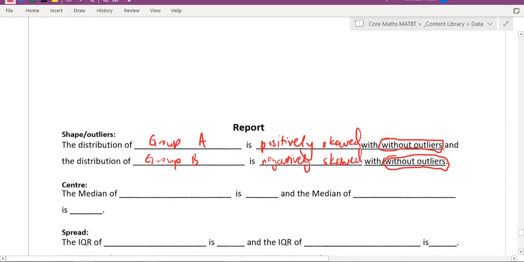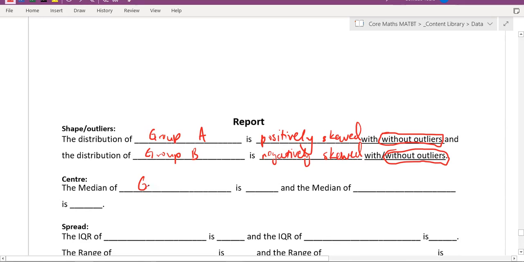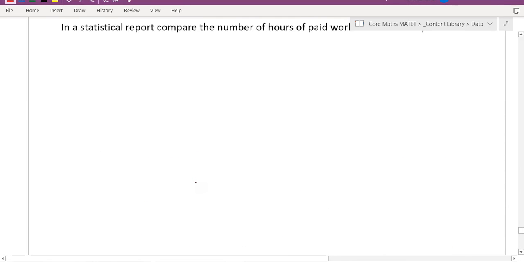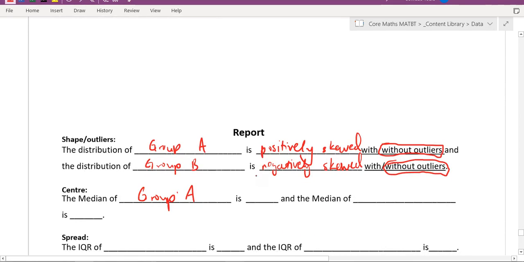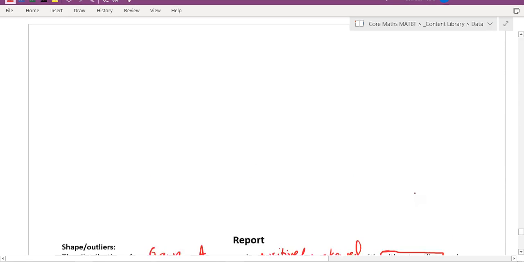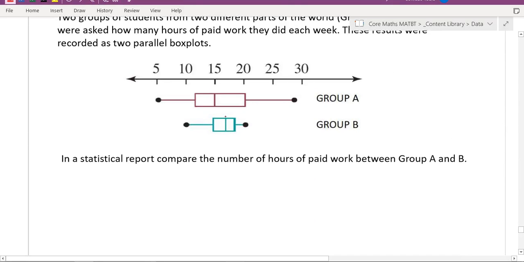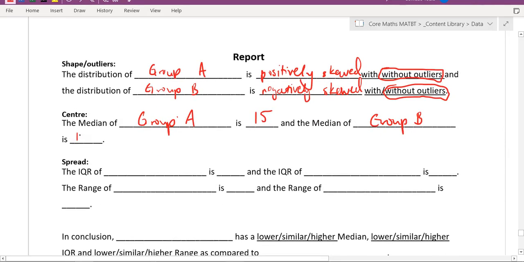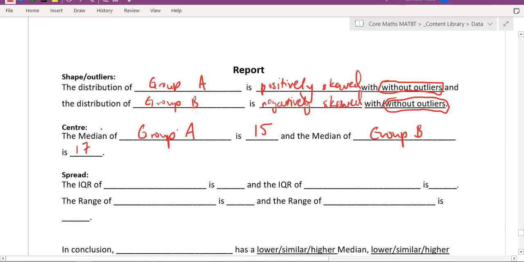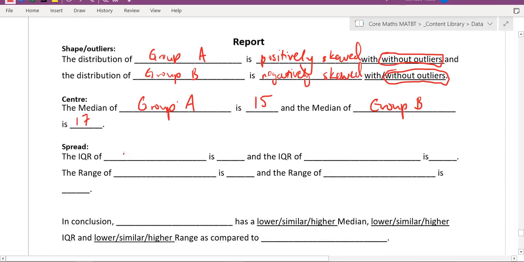Okay. The median of, again, we'll do group A. So what did we have for the median for group A? So if you look at group A, where is that middle line? 15. So the median of group A is 15. And the median of group B, so looking at group B, where does the middle line fit? That's kind of hard to say. I said 17. I would say, yeah, 17. 17 is probably a good guess. In the SAC, I will make sure that it's a bit more clear. That's probably 17.